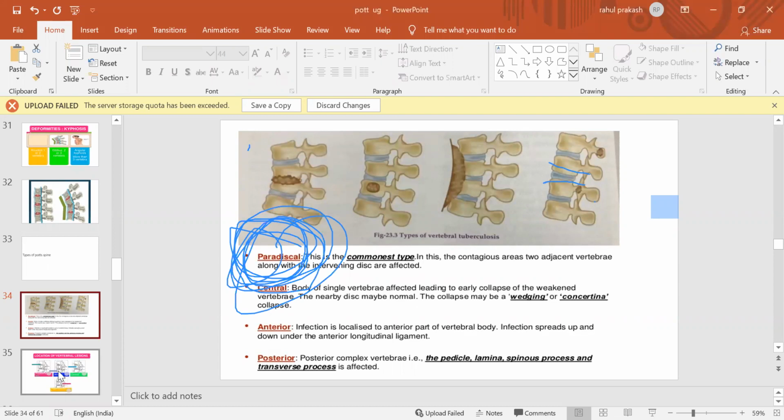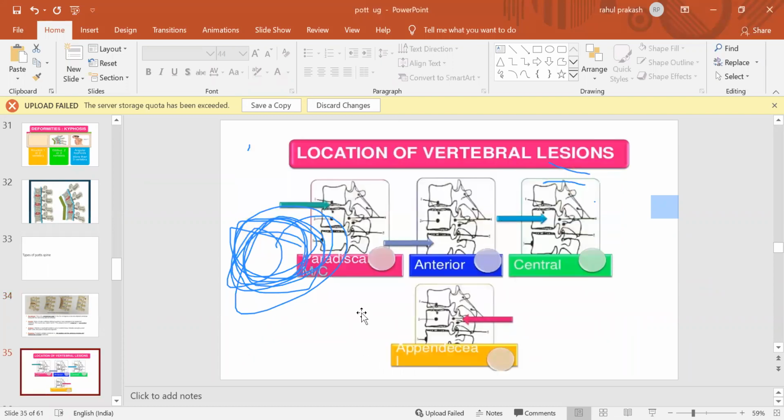Okay. So these are the same thing. Paradiscal is the most common, near to the vertebra, anterior, posterior. Sometimes posterior is also called appendiceal. I don't know why it is known as that. These are the different names of the same stuff. So you can remember posterior or you can remember appendiceal. Sometimes they write appendiceal tubercular spine. So you should remember this is the posterior part involved, and it is not the appendiceal spine.